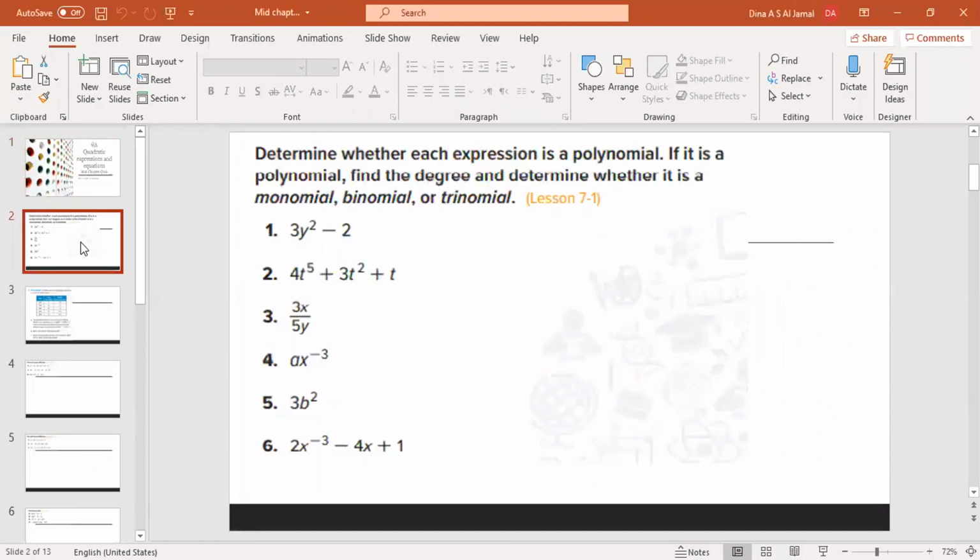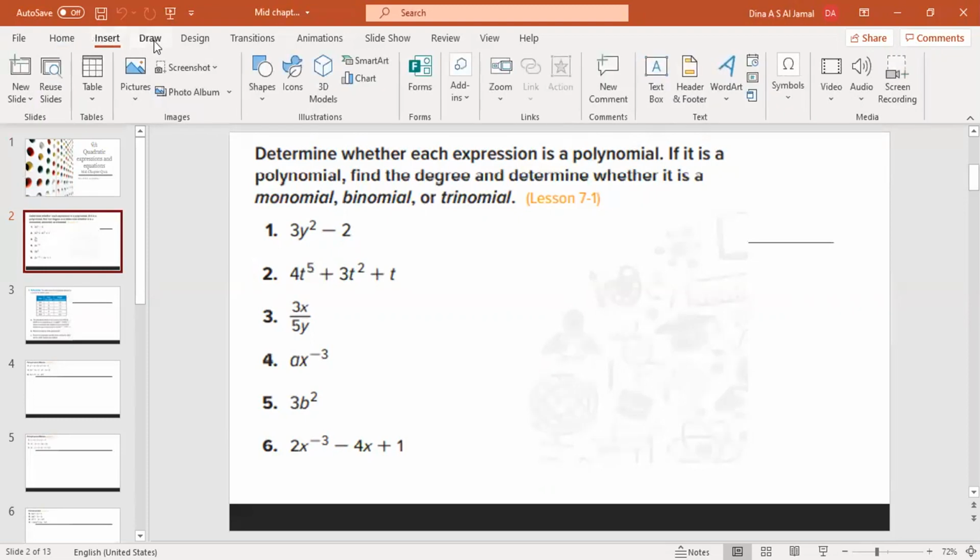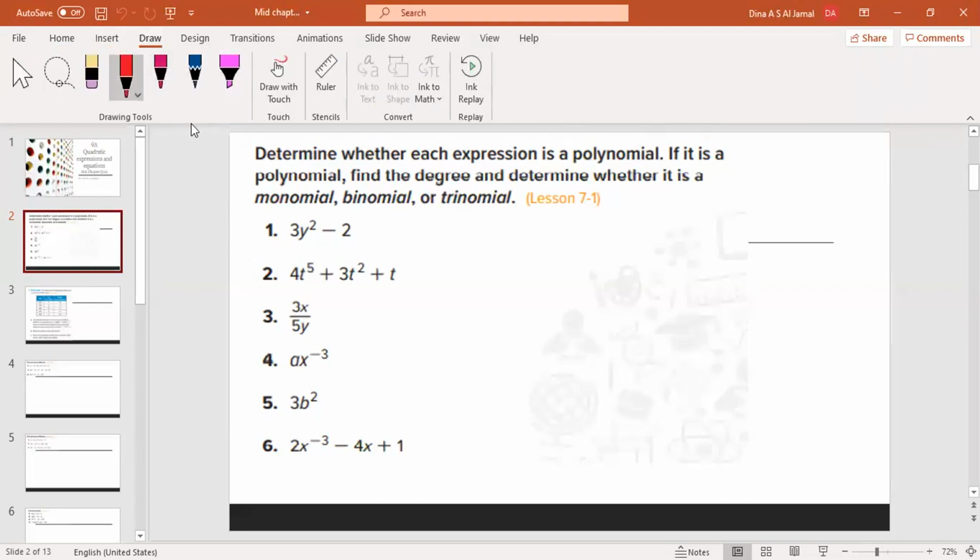Determine whether each expression is a polynomial. If it is a polynomial, then find the degree and determine whether it is a monomial, binomial, or trinomial. So let's focus on the first question. First of all, we need to check all the terms. If they are having negative power or variable power, that means they are not a polynomial.